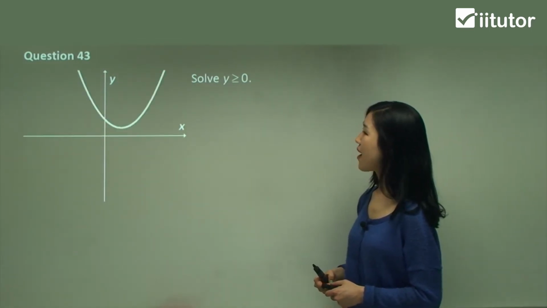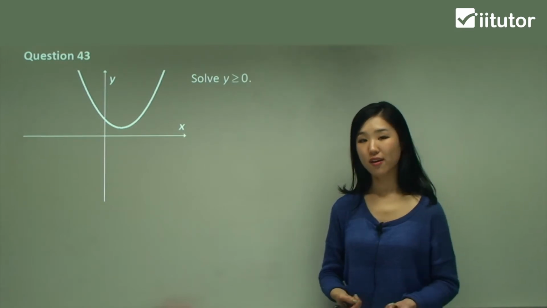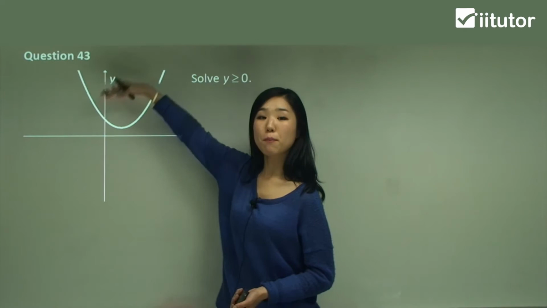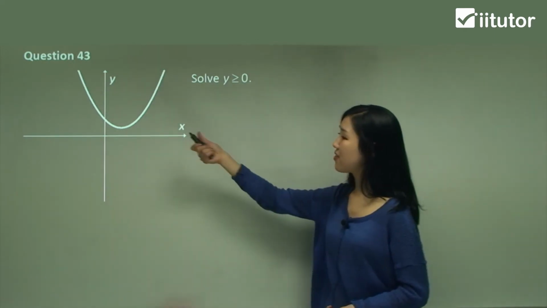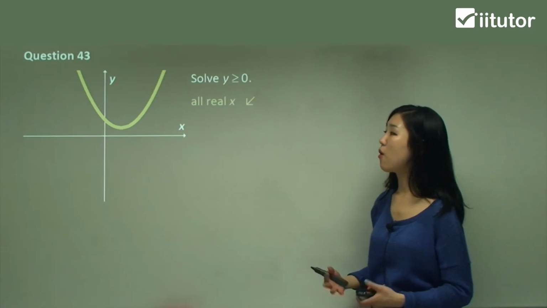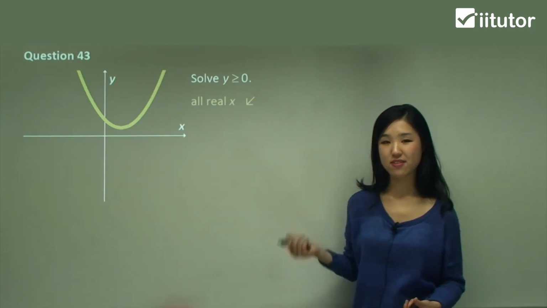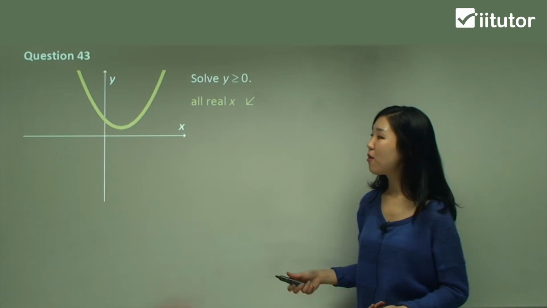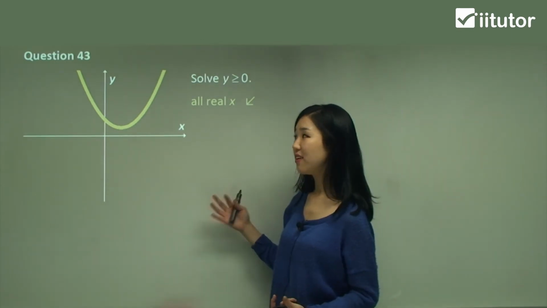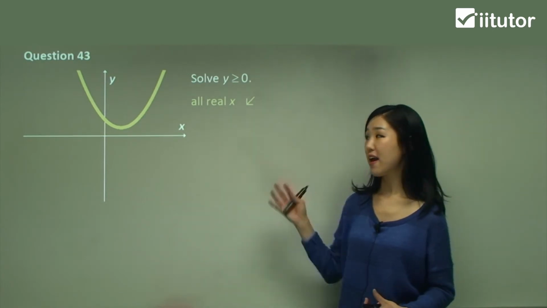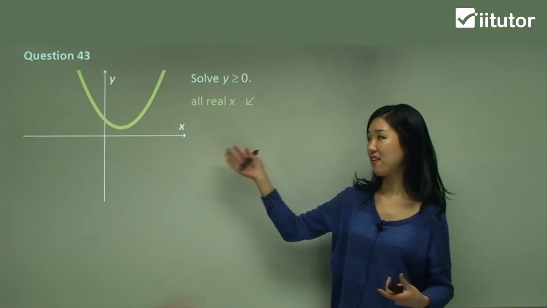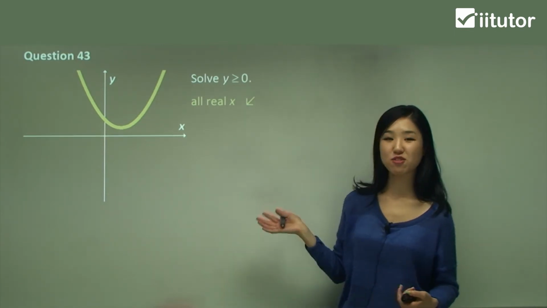43. Solve y is greater or equal to 0. Okay, greater or equal to 0 is on the x-axis or above. And you can clearly see that the whole graph is above 0. So I can say that all real values of x satisfy this inequality. Although there are no points on the x-axis, all values of x still satisfy this inequality because everything is above. Okay, as you can see, these kinds of questions are actually much easier.